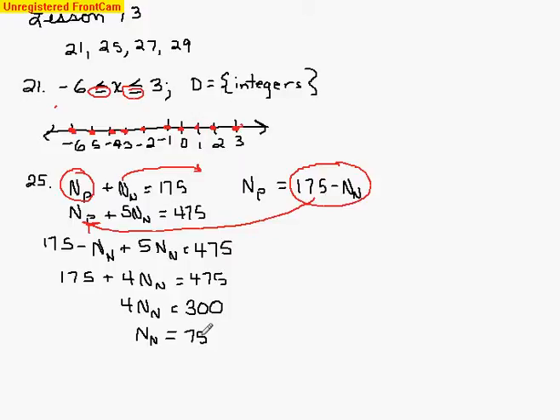And then all we have to do is go back up into this equation. We're going to take this 75 and go up to this equation, which works just fine, and where n sub n is, we're going to put a 75. So n sub p plus 75 equals 175, and we get n sub p equals 100. So make sure you get 2 answers there.